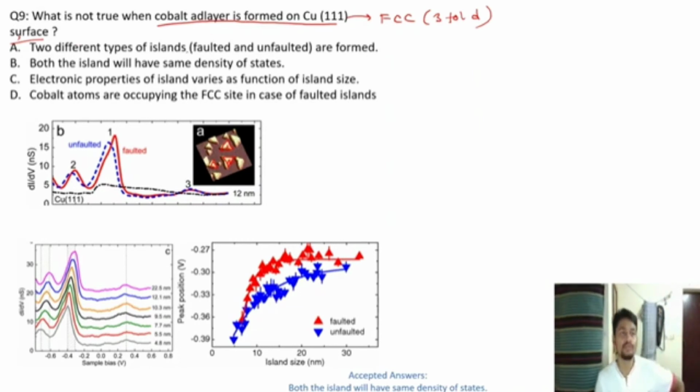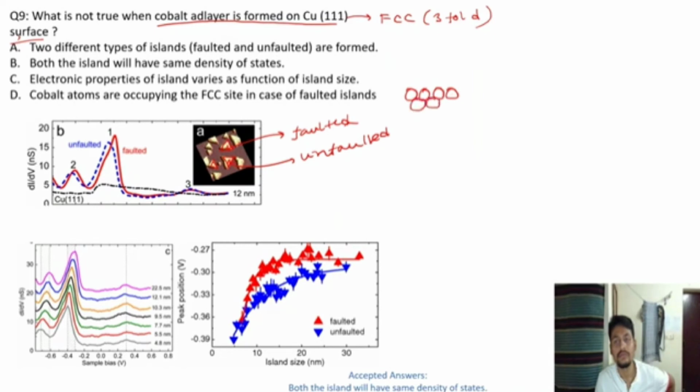Now, what is not true, they have asked. From the picture itself you can see that two kinds of triangles are forming, two kinds of ad layer are occurring. This one is called faulted and this is called unfaulted, right? Depending upon the packing. Let's say this is the surface. Now it can go to the FCC site, or it can go to an HCP site. So there are two options, FCC and HCP.